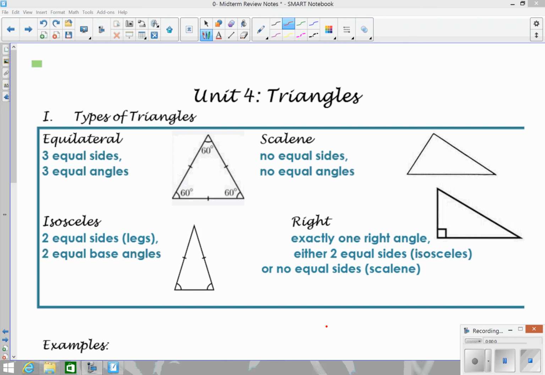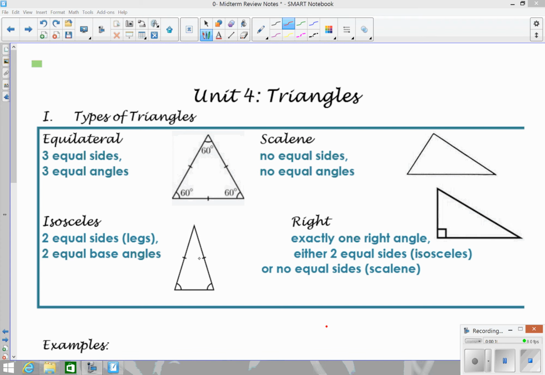In Unit 4, we talked about different types of triangles and their properties and some other triangle theorems. So up top here is just a refresher on the different types of triangles. Equilateral means 3 equal sides and all 3 angles are equal, which means they would have to each be 60 since 180 degrees divided by 3 is 60.